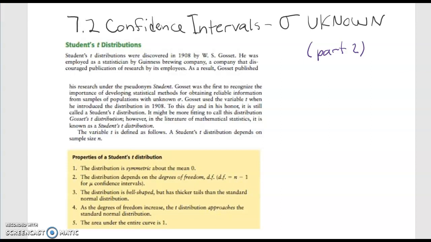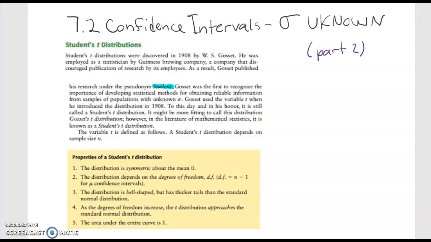First, we're going to talk about the student t-distribution. This is a distribution that was discovered in 1908 by W.S. Gossett. He was employed as a statistician by the Guinness Brewing Company, and the company discouraged publication of their research by its employees. So Gossett published his research under a pseudonym, Student. And in his honor, they still call it the student t-distribution.